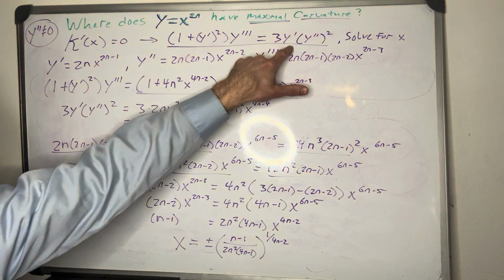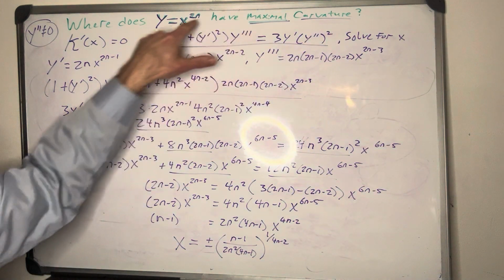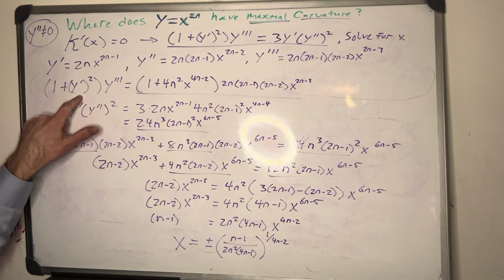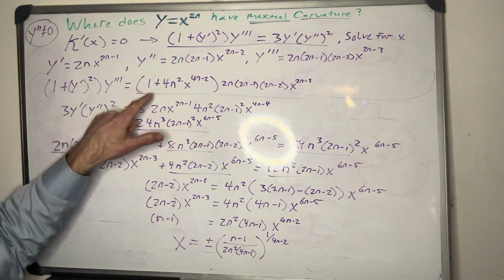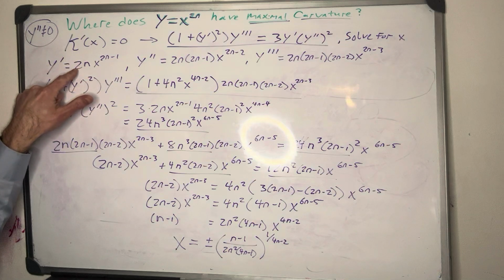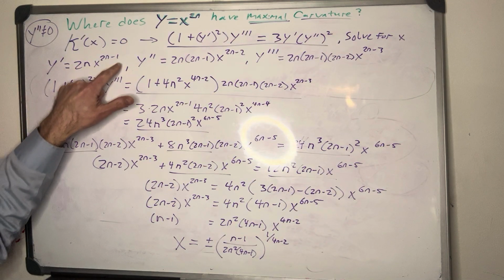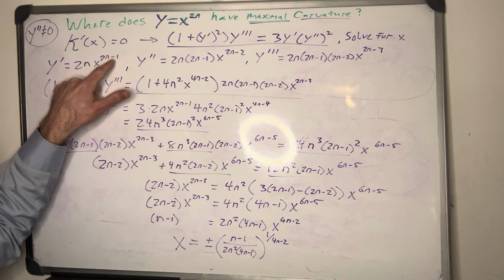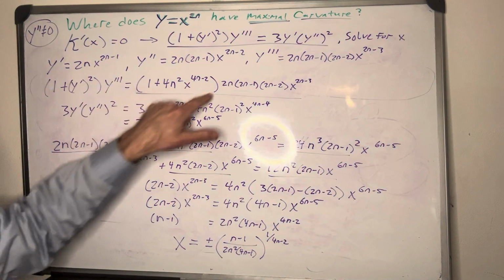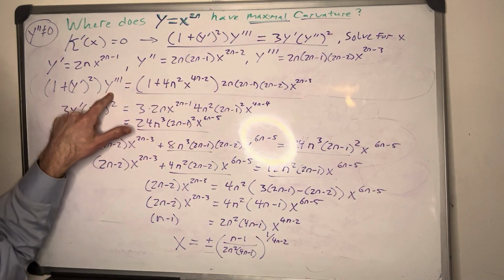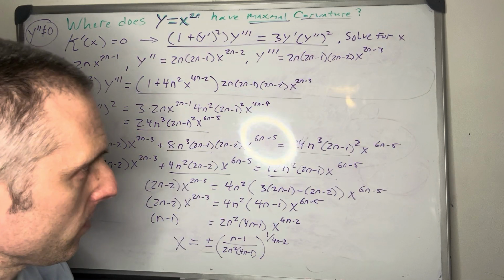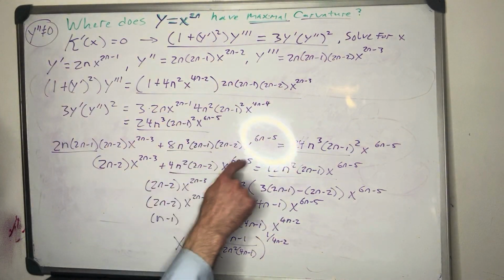So what I did was compute each side by itself. First this side: 1 plus y prime squared. If we square y prime, we get 4n squared, and if we square x to the 2n minus 1, we get x to the 4n minus 2. So that's what we get here. And then the third derivative is this, so we plug that in there. We'll distribute this later on.